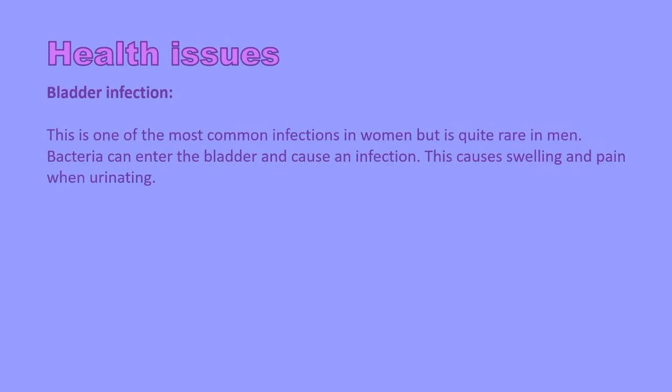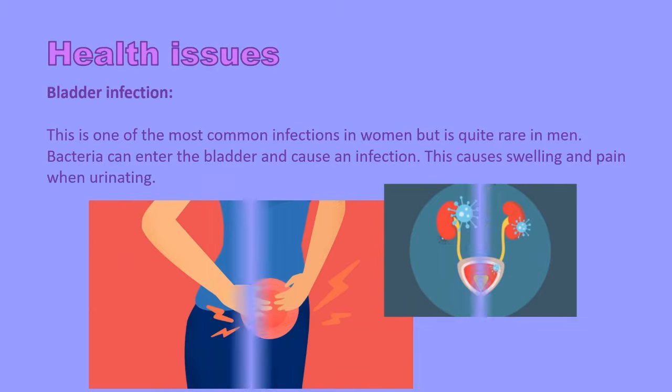Then we also have bladder infection, which is a very common infection with women because we have a shorter urethra than men. So bacteria can enter the bladder quite quickly as our urethra is very short, and this can result in swelling and also pain when urinating, or also a burning sensation. It also feels like you have to urinate the whole time, and this is what results in a bladder infection.